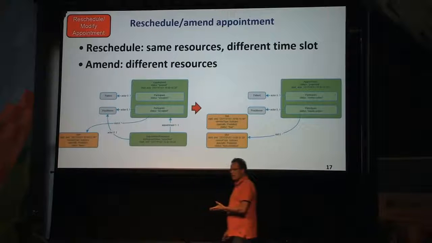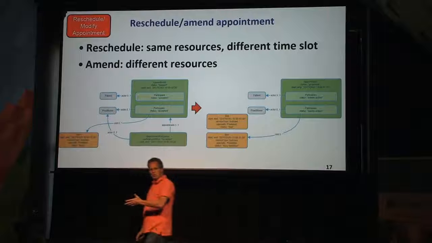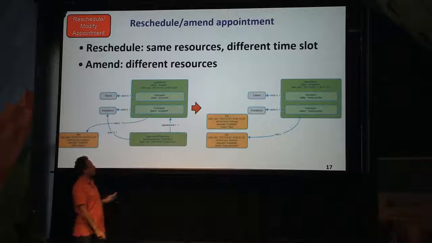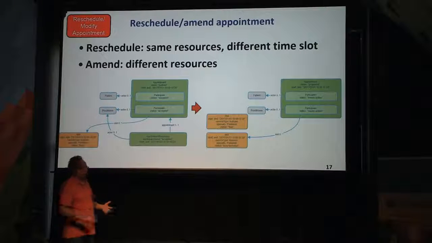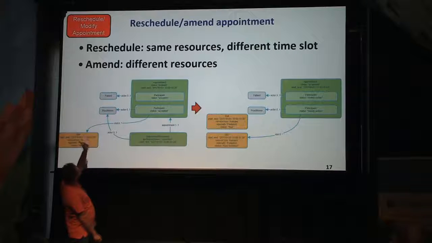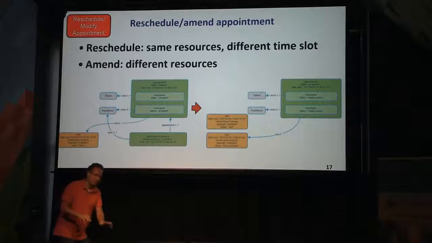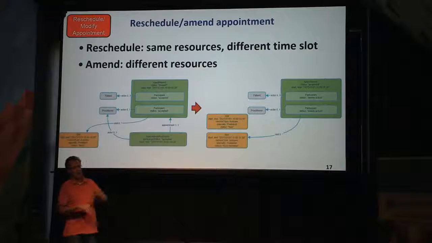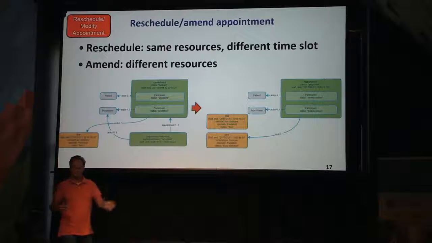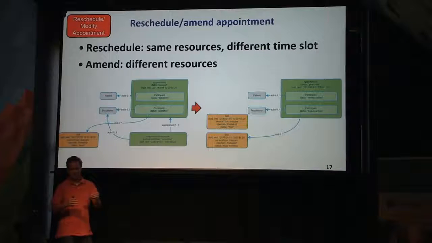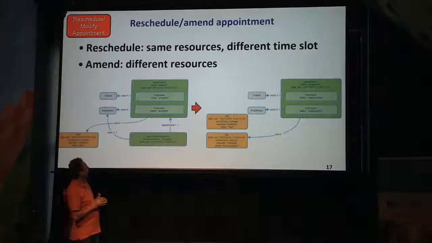Now, the patient may indeed choose to reschedule, to go for a different slot at a different point in time, because they cannot make it for one reason or another. So we have rescheduling, which is the same set of resources but at a different point in time. And we have amending, modifying an appointment, where we involve other resources that were not involved before, like adding a device or a different room or something like that.